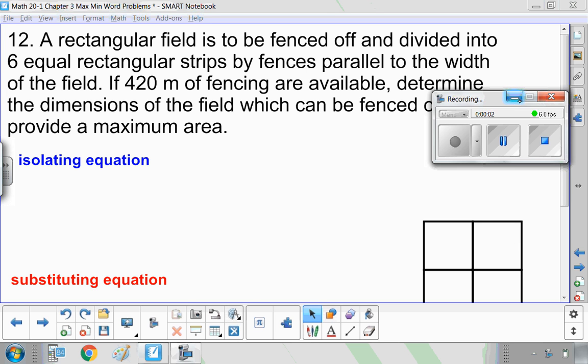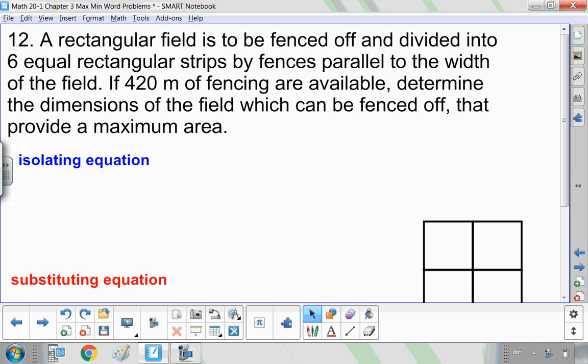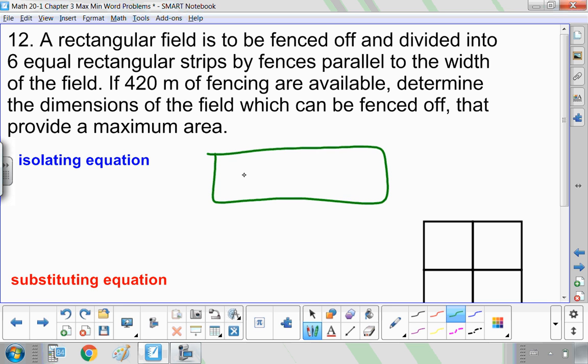So in this question, we have a rectangular field. We want to split it now into 6 equal sections, and we have 420 meters of fencing available. So let's look at what that would look like. I've got my rectangular field, and I want to split it into 6 equal sections.